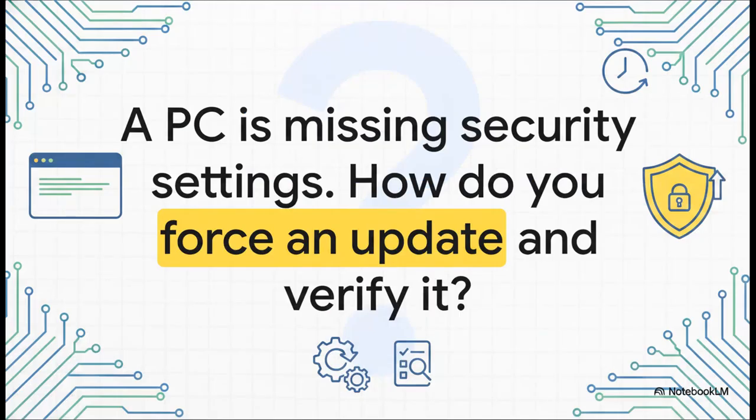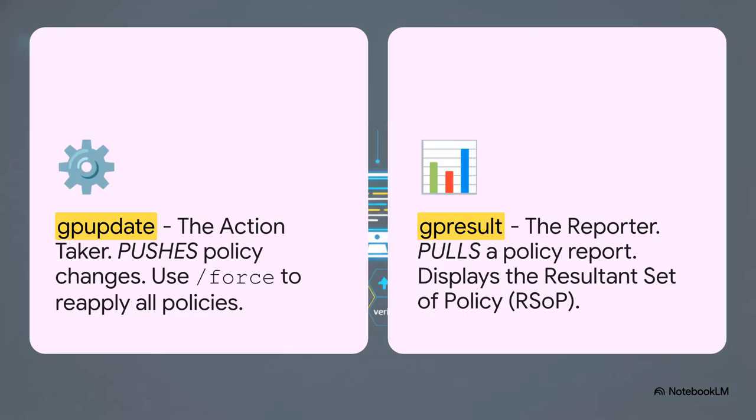So here's a scenario you're going to see all the time. A new security policy was pushed out, but one user's machine just didn't get the memo. These things are supposed to refresh on their own, but sometimes they need a little nudge. Luckily, we've got a perfect 2-step command line solution. And here they are, the 1-2 punch of group policy: GP update and GP result.